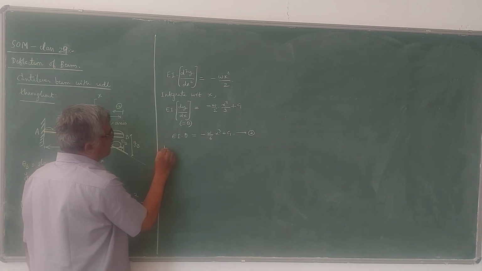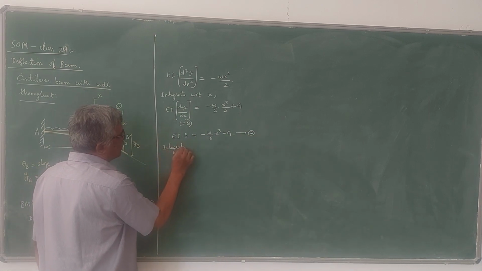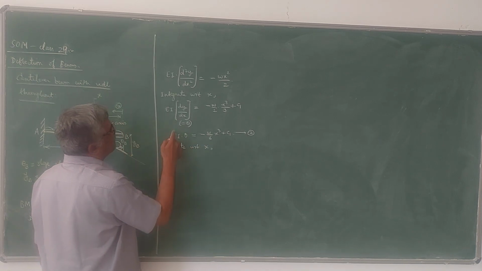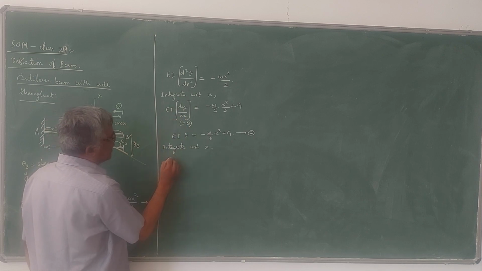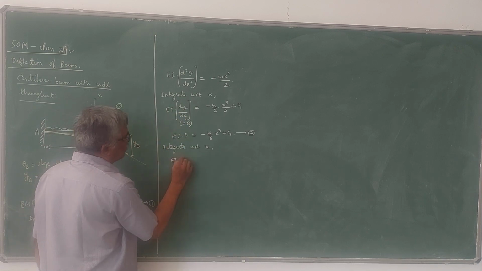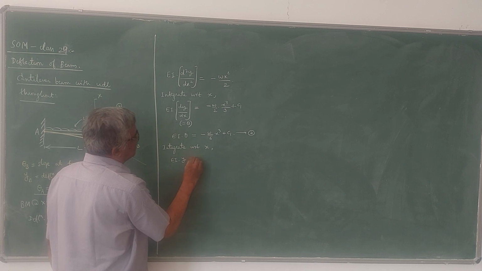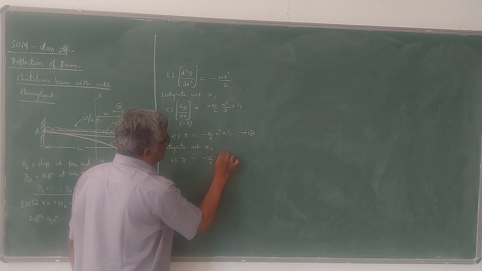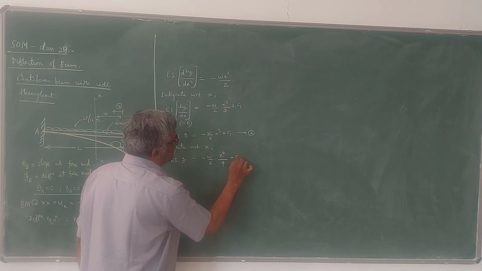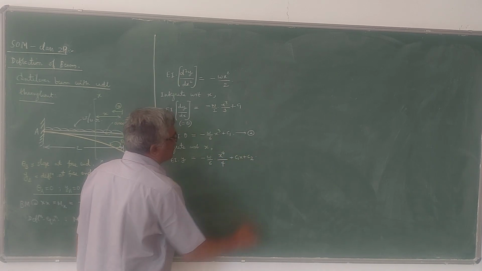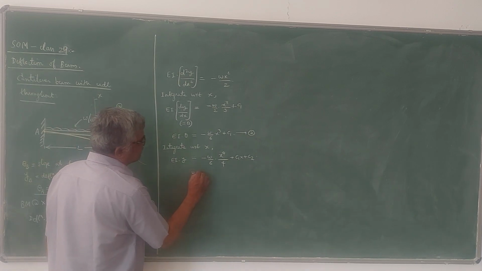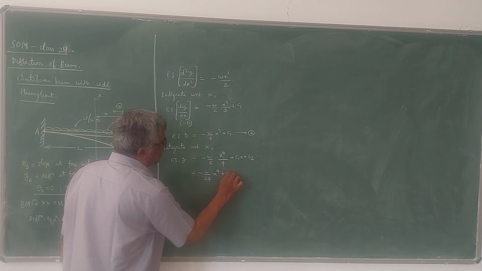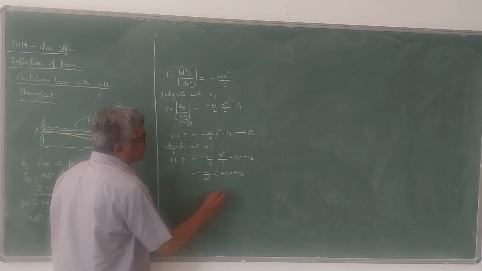Now once again, if you integrate this slope equation, that is equation 2, you are going to get what is called the deflection equation. So dy by dx integration is y. Therefore EI y is equal to minus w by 6 into integration of x cube, which is x power 4 by 4, plus C1 x plus C2. Or in other words, it is minus w by 24 x power 4 plus C1 x plus C2. So this is equation 3.